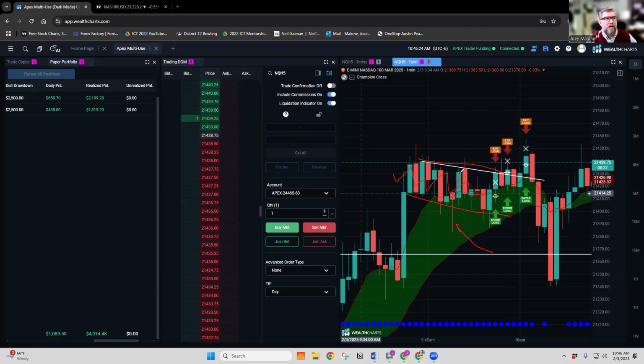I liked the fact that we kind of broke up. We made a new high. I drew this line, and I liked this candle right there. So I really liked this green candle right there, closing the way it did. So I waited for a small little pullback.